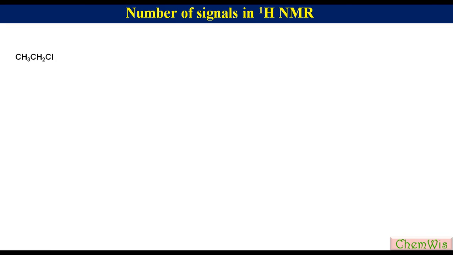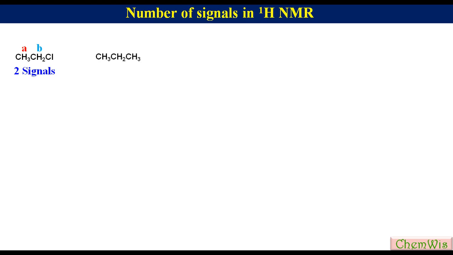Ethyl chloride. There are 2 sets of protons, 3 CH3 protons and 2 CH2 protons. Different sets of protons are labeled with different alphabets. So we can label CH3 protons as A-type protons and CH2 protons as B-type protons. So ethyl chloride will show 2 signals in proton NMR.